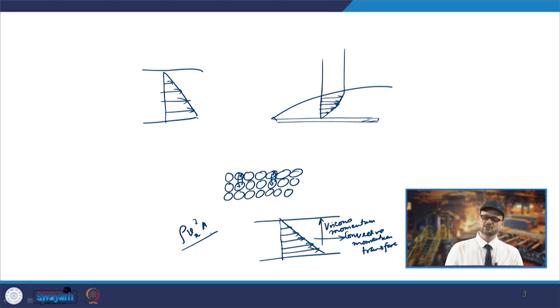Accordingly, you can have an understanding of these properties. You can also study other fluid properties, like surface tension and other things, which will be used in our lectures to come.